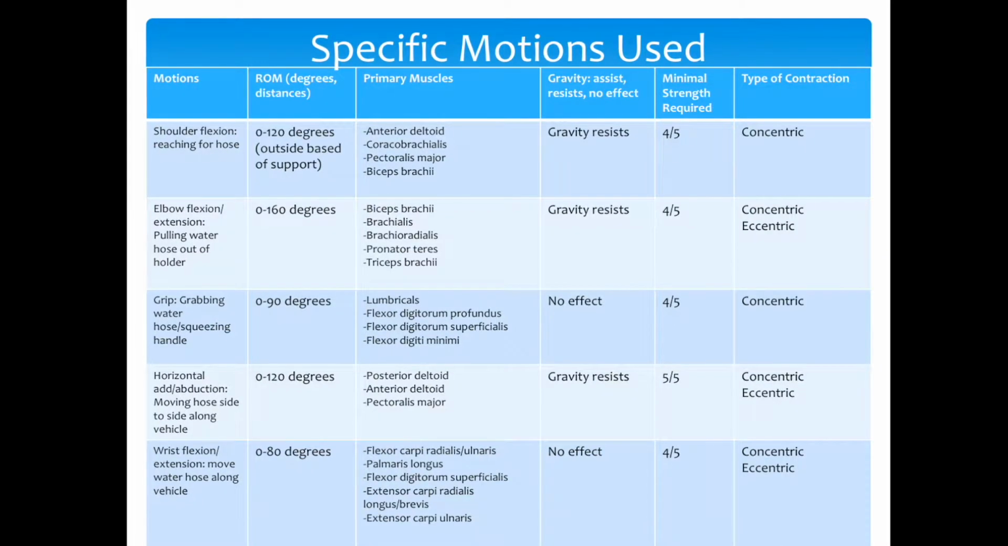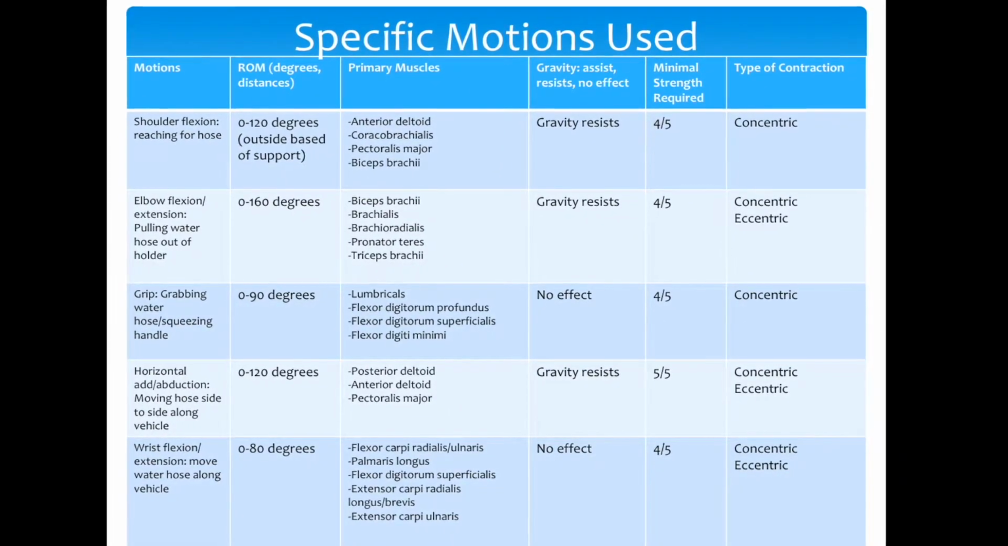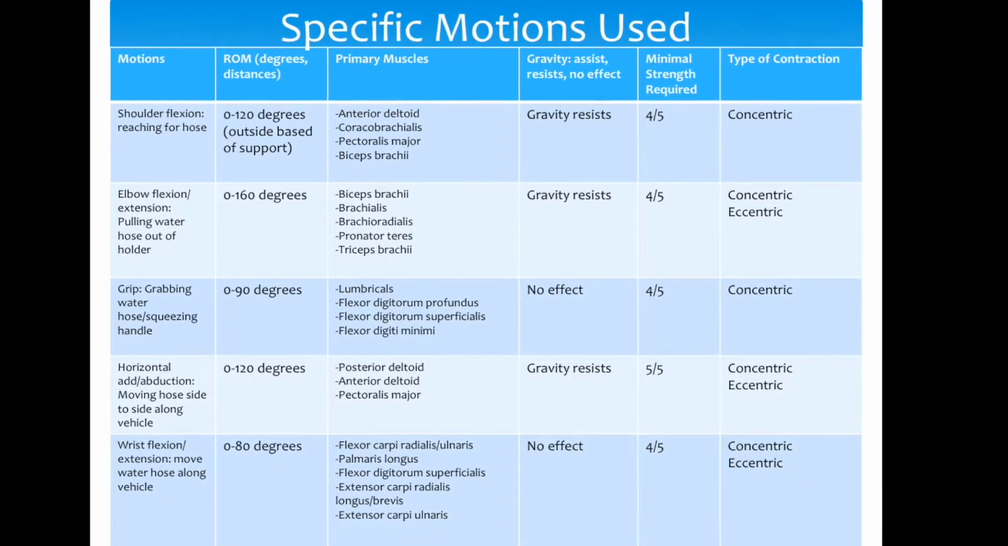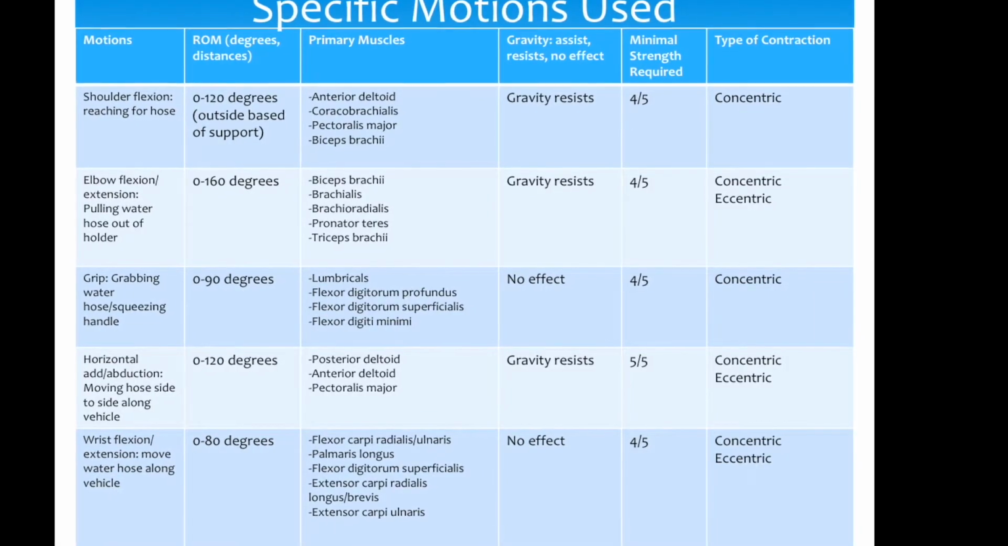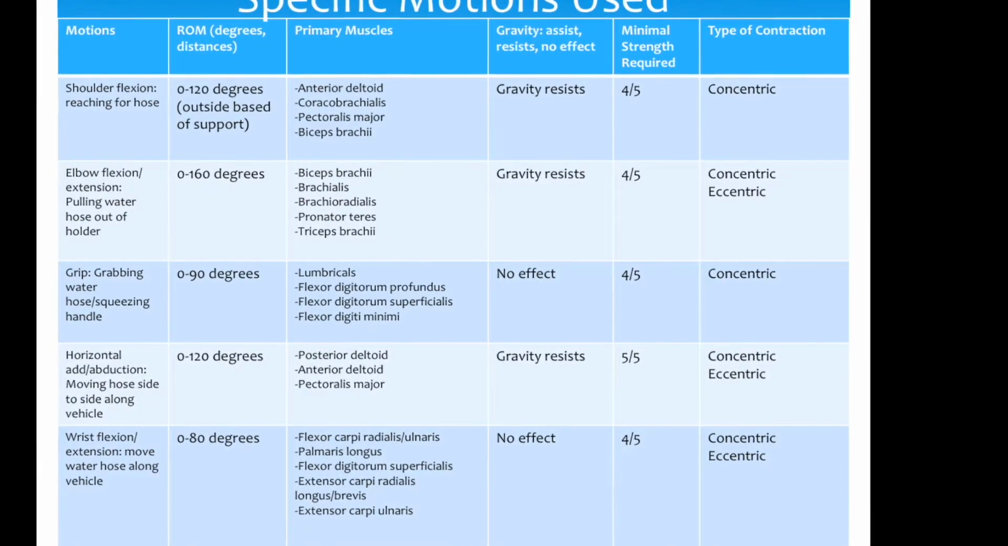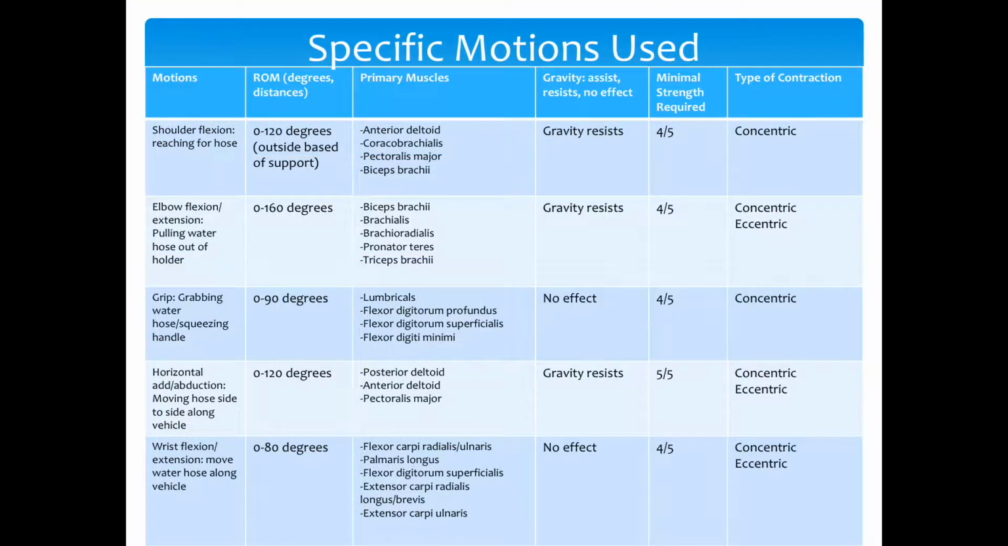In this chart, you can take a look at what kind of motions are required for this, range of motion degrees that would be needed, the muscles that we're going to use to complete each of these tasks, how gravity plays a role in this, what kind of strength is required, and the type of muscle contraction that's going to be completed. It is important to take note of these specific motions used during this activity, as it can help guide you in formulating a plan with a person who has a disability.